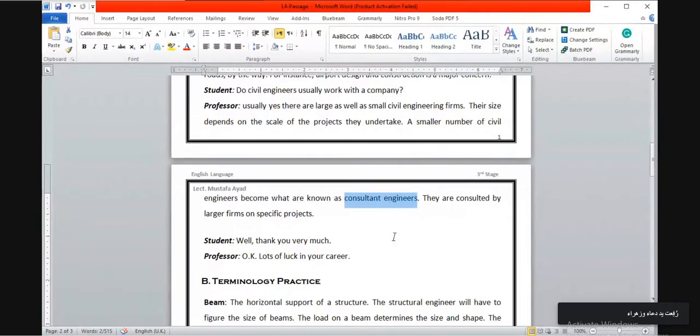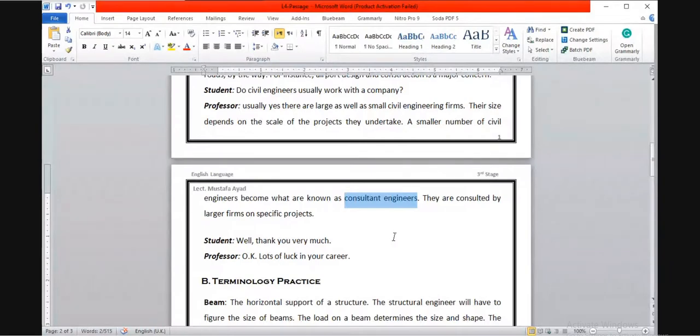Consultant, يعني استشاري. Now, in our college, there is a consultancy office. أكو مكتب استشاري. يسموه المكتب استشاري لكلية الهندسة الجامعة المستنصرية. Okay, المستنصرية consultancy engineering office. مكتب استشاري الهندسي للجامعة المستنصرية.